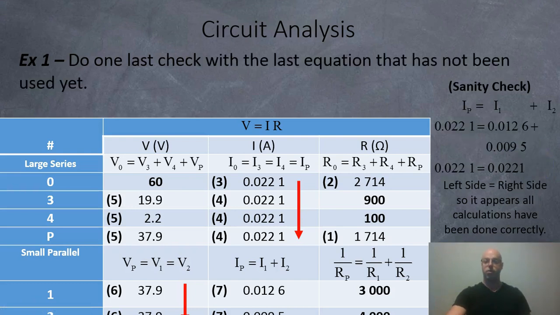And we do the same thing. We know that's going to happen for I2, sorry, we'll get the same kind of thing. So now we're just going to do our last little sanity check, make sure we didn't mess up. So 0.0221 amps equals 0.0126 amps plus 0.095 amps. 0.0221 equals 0.0221. All good? So now we know for sure we've solved this circuit completely correctly.